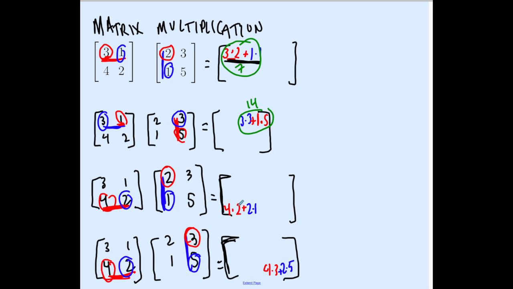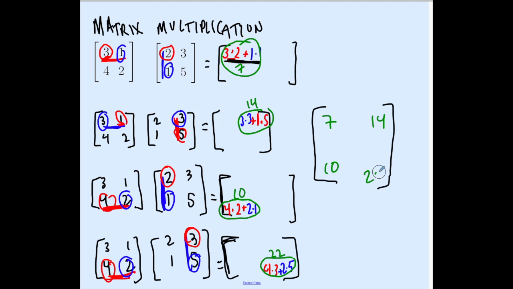4 times 2 is 8 plus 2 times 1. So that's 2. So 8 plus 2. That will be 10. And then I'll end up with, lastly, 4 times 3 is 12, plus 2 times 5 is 10, so this will be 22. And then my final answer would be the new matrix. See, the new matrix: 7 up here, 14 here, 10 here, 22 here.